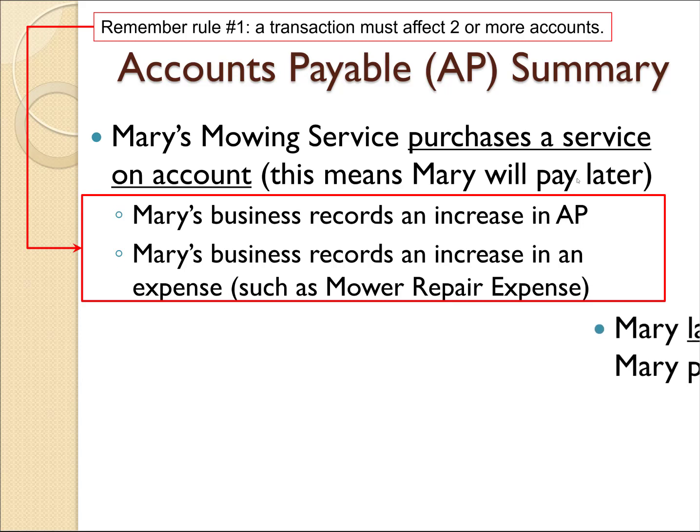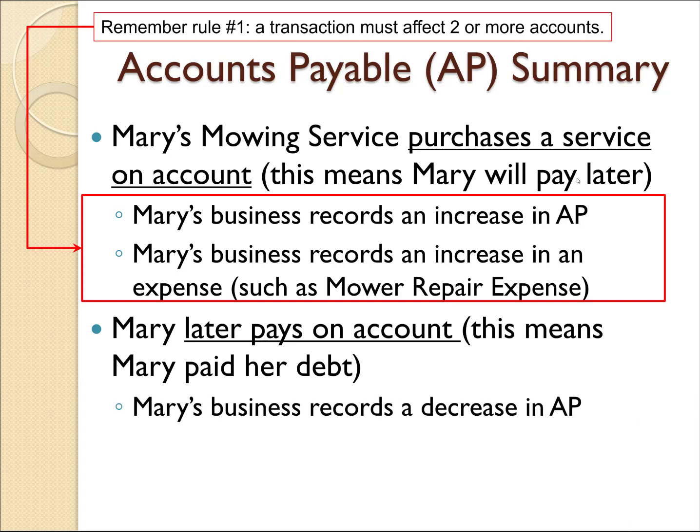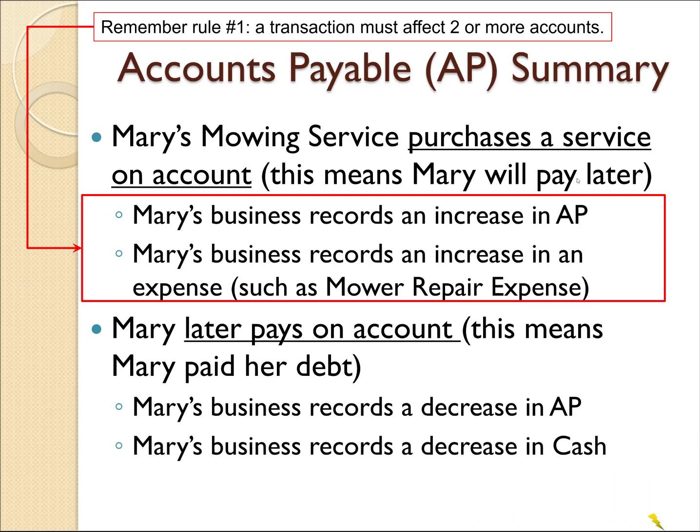Now later, Mary's going to pay on account. So if the book says Mary pays on account, we need to know that this means Mary paid her debt. So Mary's business would record a decrease in her debt, AP, accounts payable, and she would record a decrease in cash.